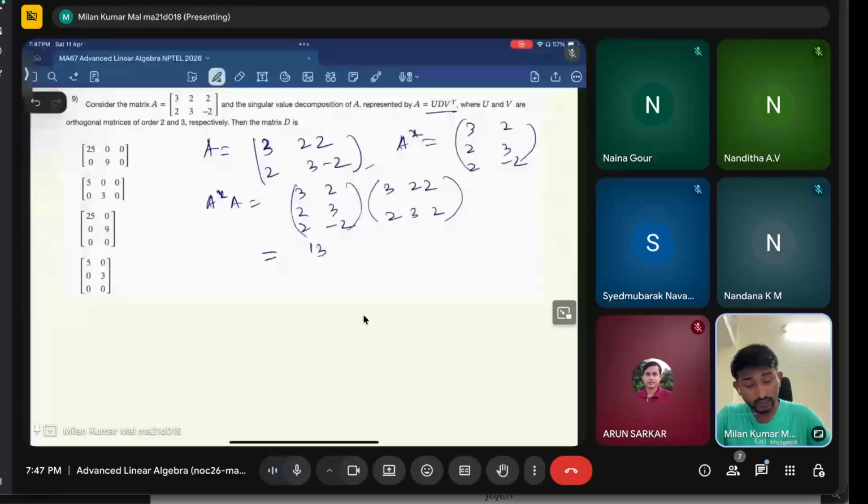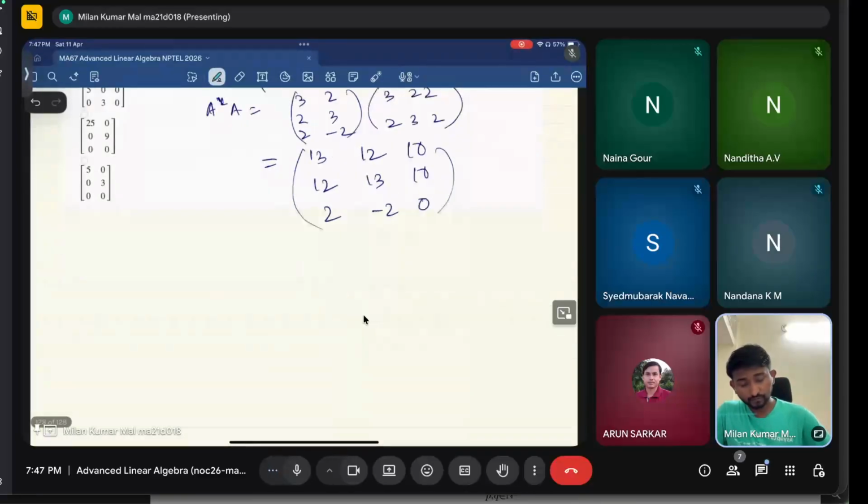Next is 3 times 2 is 6 plus 4, that is 10. Next is 2 times 3 is 6 plus 6, 12, then 2 times 2 is 4 plus 9, 13, then 4 plus 6, 10. The next one will be 2 times 3 is 6 minus 4, that is 2. Next one, I hope I'm writing correctly, 2 times 2 is 4 minus 6, that is minus 2. Next one is 2 times 2 is 4 minus 4, that is 0. This is the matrix.